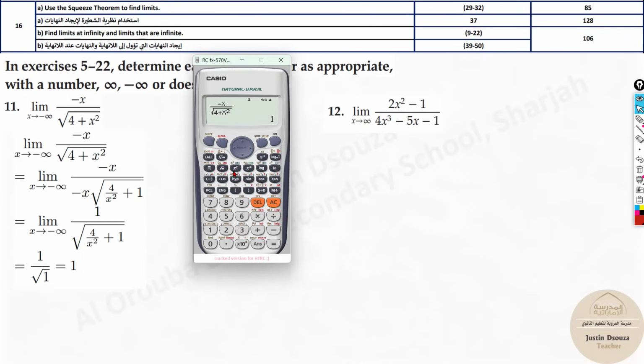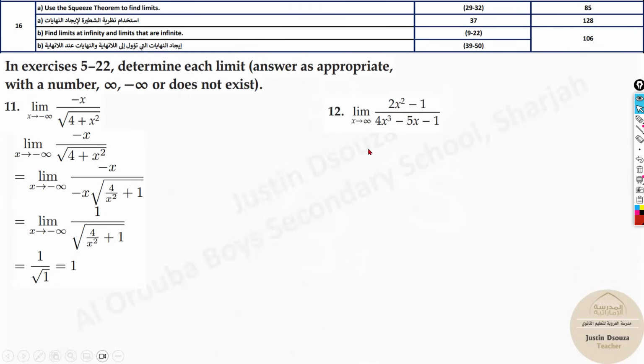Answer is 1. If it was positive infinity, it will be a huge number only. It will be minus 1. Look, minus sign is there. So remember, if you take only positive x, the answer will be wrong. You will get minus 1, which is not correct. It should be minus x outside, minus minus cancels, and you will get positive answer.